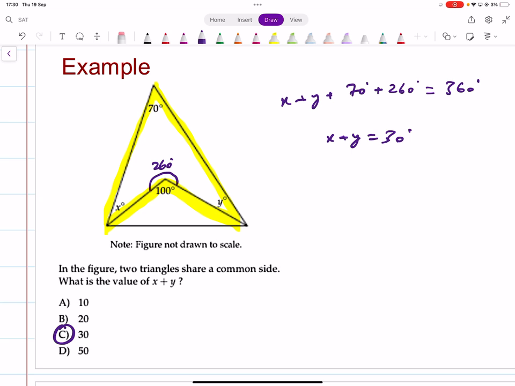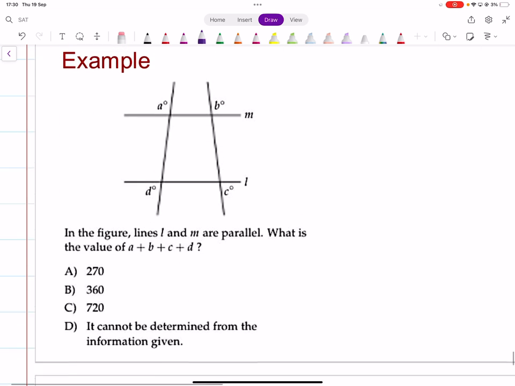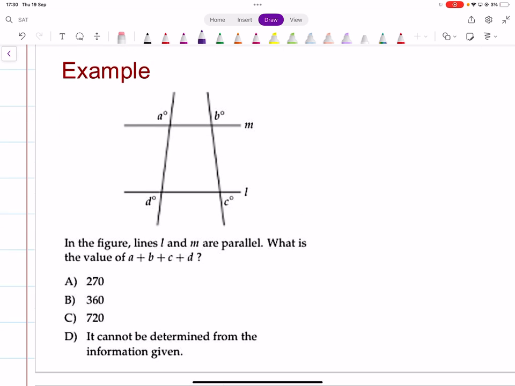Make sense? No problems? Okay, last two examples, very quickly. In the figure, lines L and M are parallel. What's the value of A plus B plus C plus D? Can we figure this out somehow? Do we have enough information for that? Is it D? It cannot be determined. All of you agree to that? Yes. It cannot be determined? Yes.